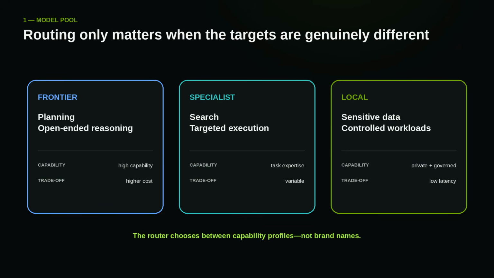So first of all, the pool, right? Routing only works if we have a pool of models that are genuinely different from each other. Frontier models for planning and open-ended reasoning, specialized open models for targeted, execution style tasks, and small local models where control is of most importance. Each target carries a capability profile, like what it's good at, what it costs, how fast it responds, all of that stuff. And the profile is what the router is actually going to choose between.